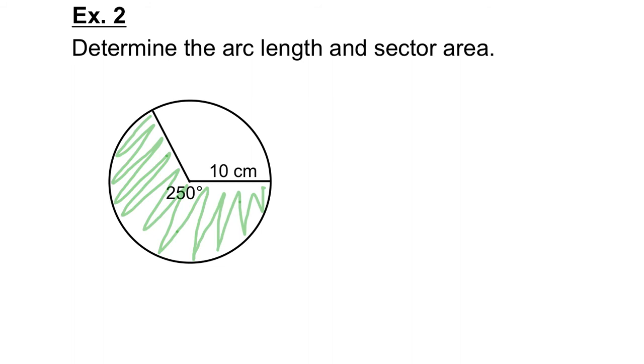So here's an example. Determine the arc length and sector area. So here's my circle. The radius is 10 centimeters. The arc length will be from here along the large part, the sector, to here. I want that arc length and what I've highlighted in my green scribbles here as the sector area. So this 250 degree angle is from here to here. It's this angle right here. Okay, so you should have enough information to try this on your own. So pause the video, calculate the arc length and sector area, and then check back in to see how you do.